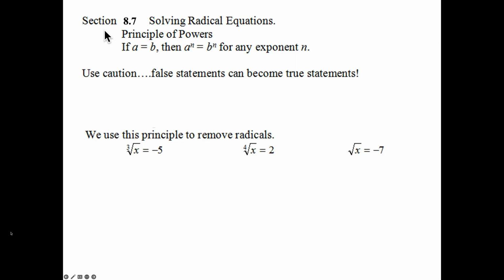All right, welcome to 8.7. I believe this might be mislabeled in your notes. So, solving radical equations is going to be 8.7.